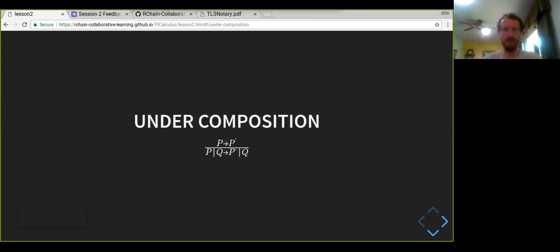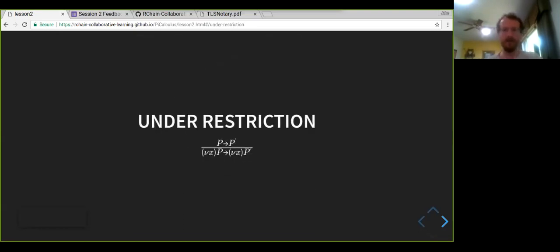Okay, so the reductions can apply in a couple of situations. Reductions can apply under composition. So if P is able to reduce to P prime, and you are running P in parallel with something else, that shouldn't prevent it from reducing. Under restriction, so if P is able to reduce and you bind some sort of name in P, it should still be able to reduce.